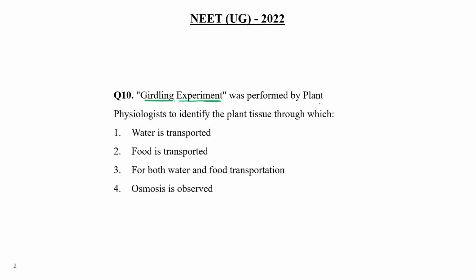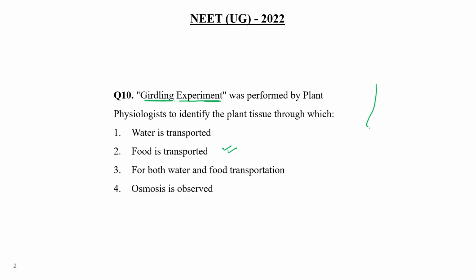Girdling experiment was performed by plant physiologists to identify plant tissue through which water is transported, food is transported. For both water and food transported, osmosis is observed. This is the third type of question related to the phloem, food transported, right? As which shows that phloem is present on the outside and xylem is present on the inside position in a stem, right?